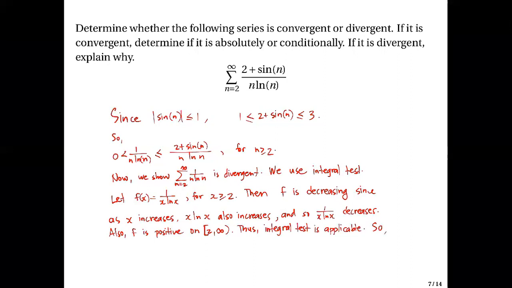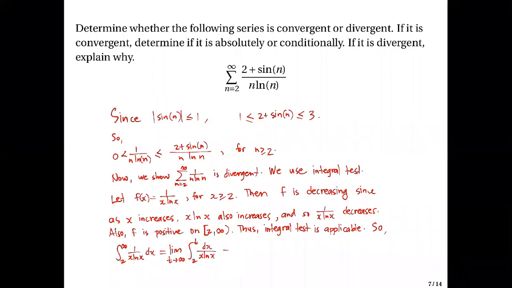So, we apply now the integral test. We integrate from 2 to plus infinity of 1 over x ln of x dx. This is equal to the limit as t approaches plus infinity. Take note, this is still an improper integral, so you have to use the definition of the improper integral. Don't forget to write the limit part here. So this is the limit as t approaches infinity of the integral from 2 to t of dx over x ln of x.